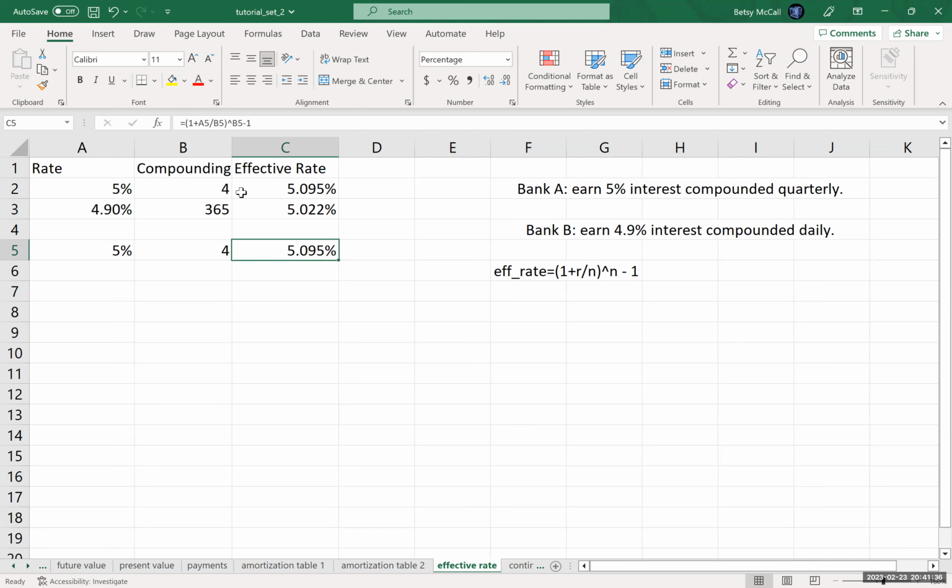But if I use the built-in formula in Excel, I just have to tell it what my rate is and what the compounding period is, and it does the rest of the math for me.